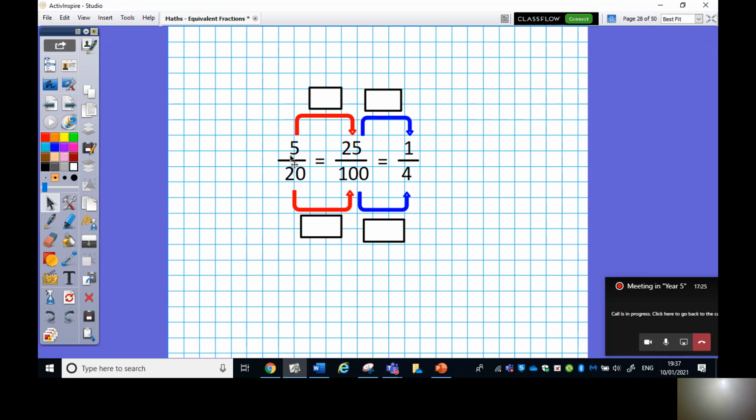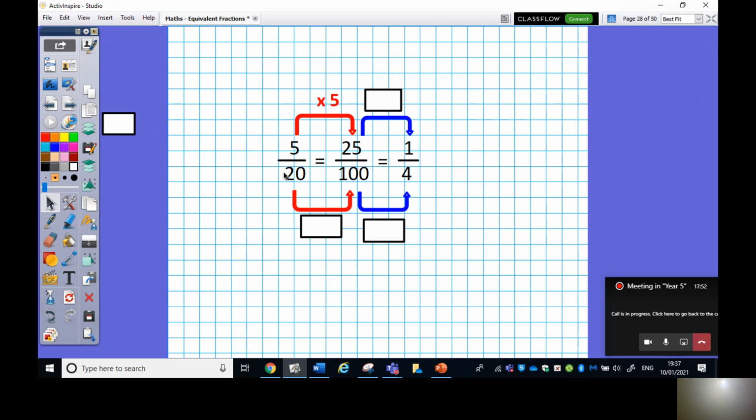Let's take a look at these equivalent fractions and the relationships. So the relationship between 5 and 25. What must I do to 5 to get 25? Tell me. Yes, multiply it by 5. Remember, whatever I do to my numerator, I must also do to my denominator, but I can see that.